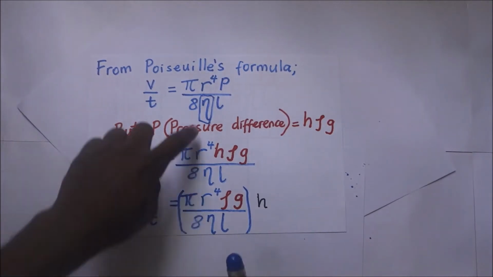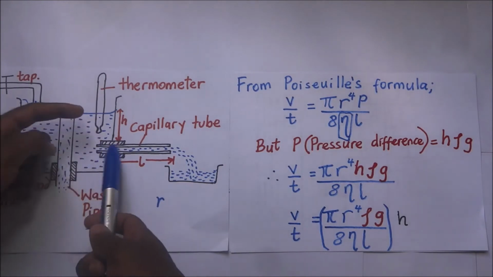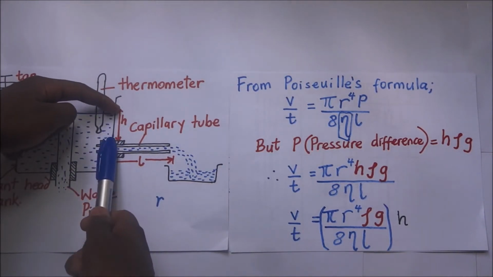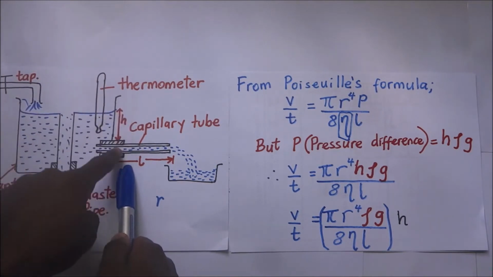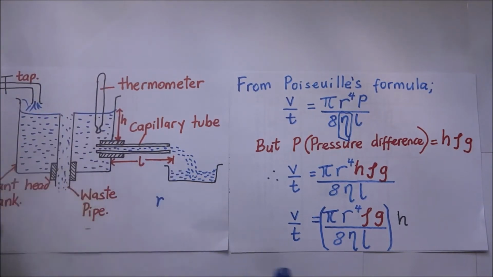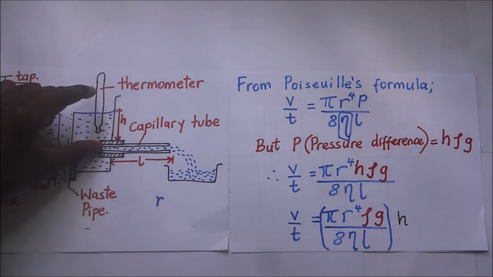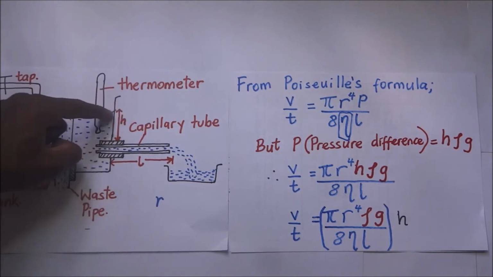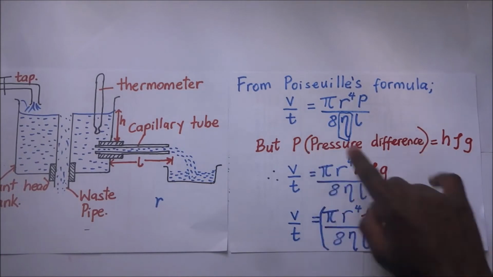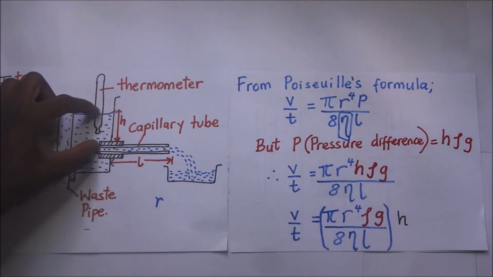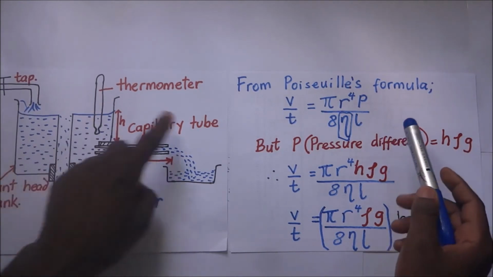But we know that this P here is the pressure difference. By pressure difference, we're talking about the pressure that is caused by that height of liquid. We have the pressure on top there, and then the pressure at the bottom. We say that pressure in liquids depends on depth. So the difference between the pressure at where this capillary tube is and the pressure at the top there is what we are calling the pressure difference here, which is given by the height times the density of water times the gravity, which is what we have substituted.